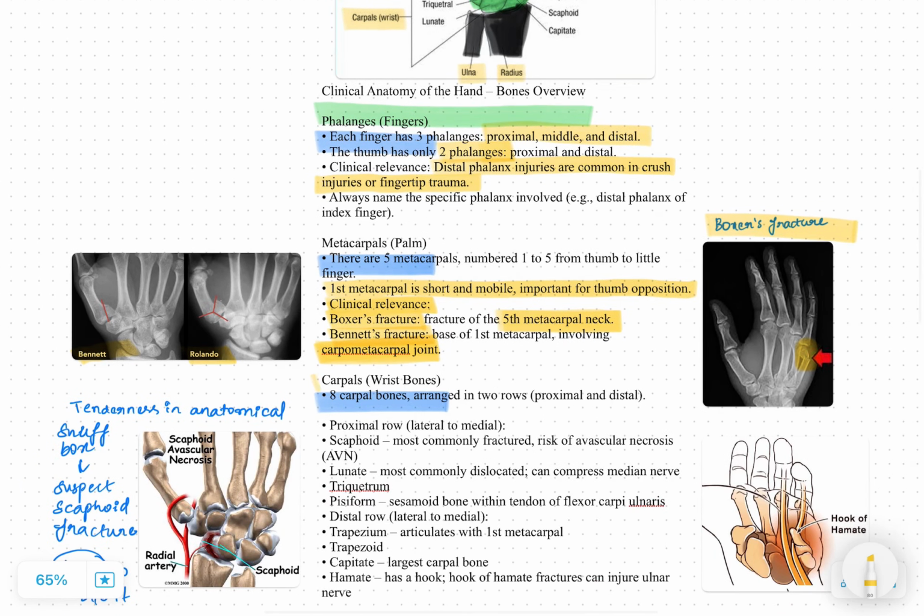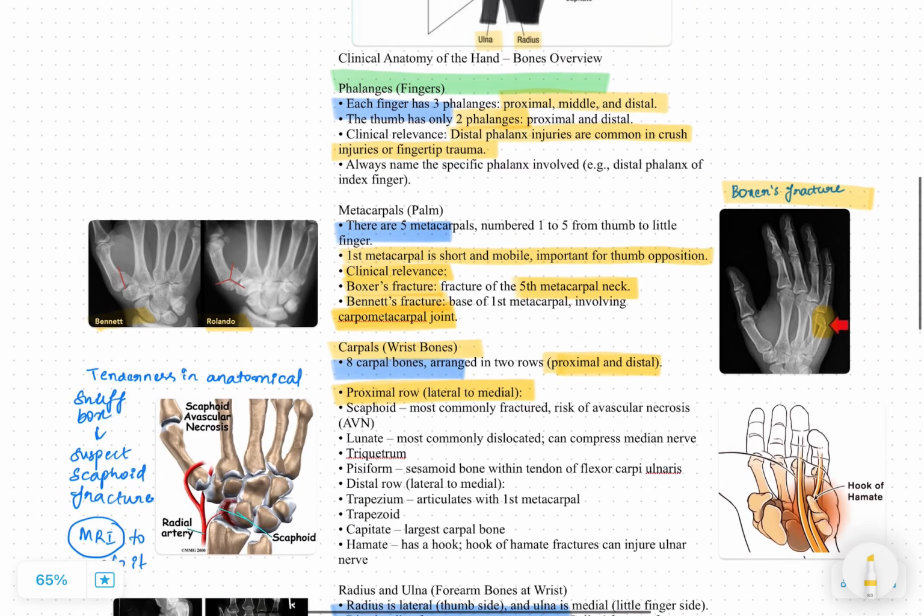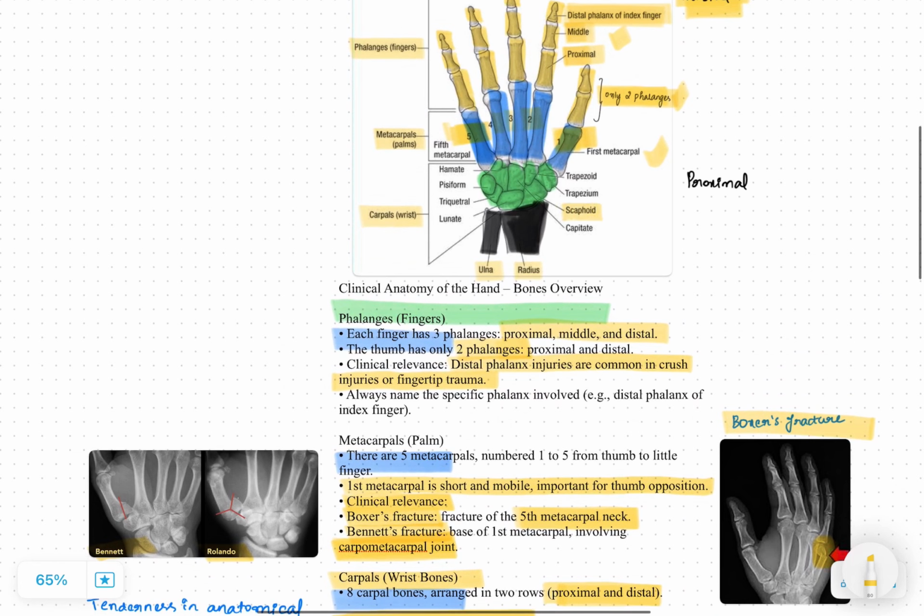Next, coming to the carpal bones or wrist bones. There are 8 bones arranged from proximal to distal end. We will always name them from lateral to medial side, that is from the thumb side to the little finger side. So first one is scaphoid. This is scaphoid. This is lunate. This is triquetral. This is pisiform. This is trapezium. This is trapezoid. This is capitate and this is hamate.